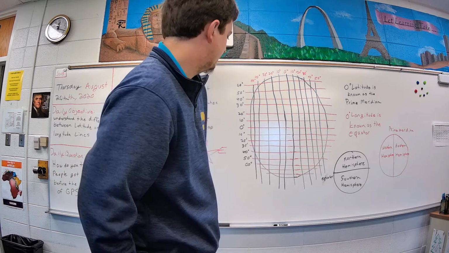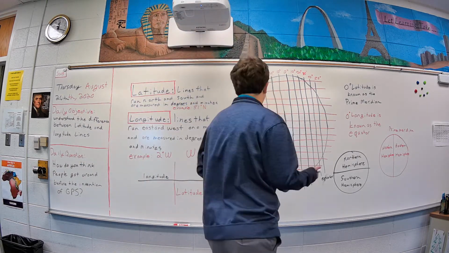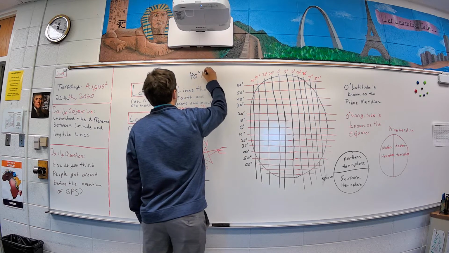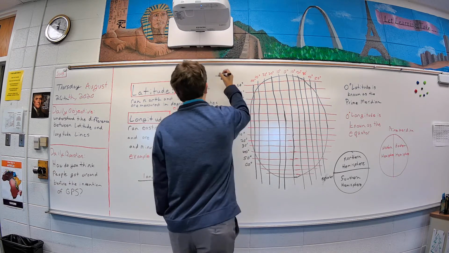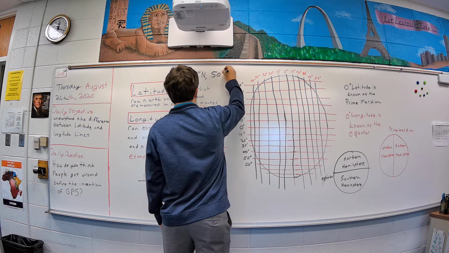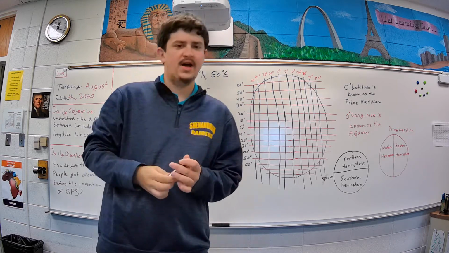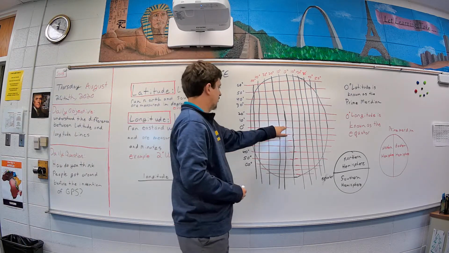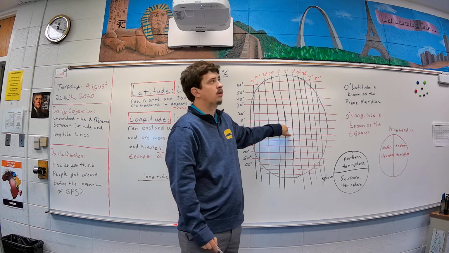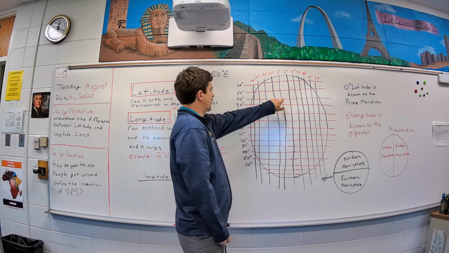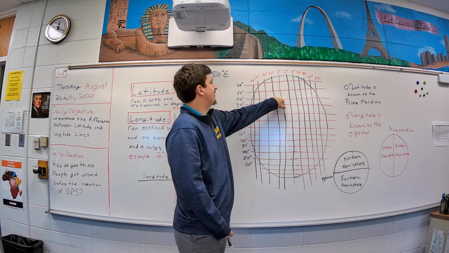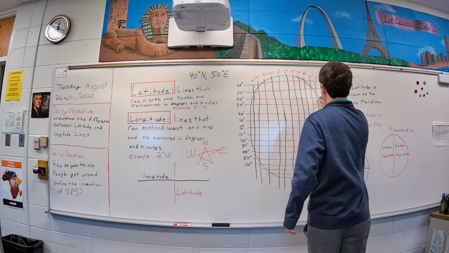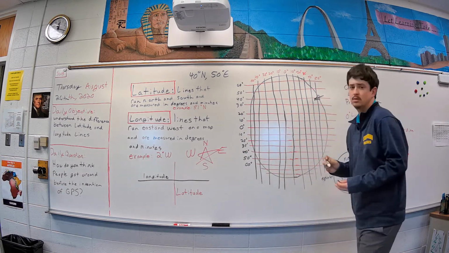Okay. Oftentimes, and what you'll do for your homework is you might see something written as 40 degrees north and 50 degrees east. If I asked you to find where that was on a map that I give you, you would start here at the equator, 0, and you would go 40 degrees north, which would take you right about here, and then 50 degrees east would take you all the way over here, and you would mark it as such.